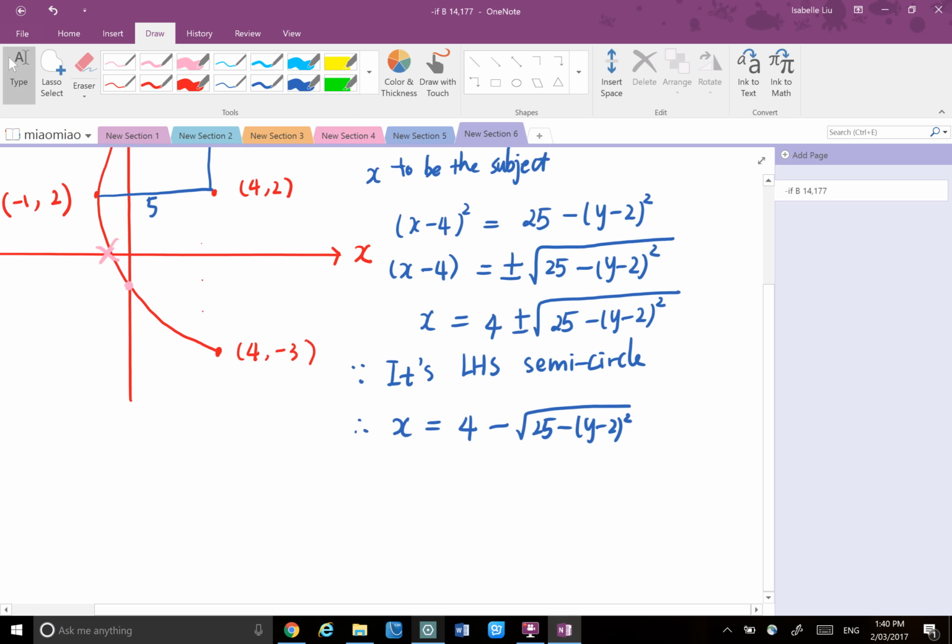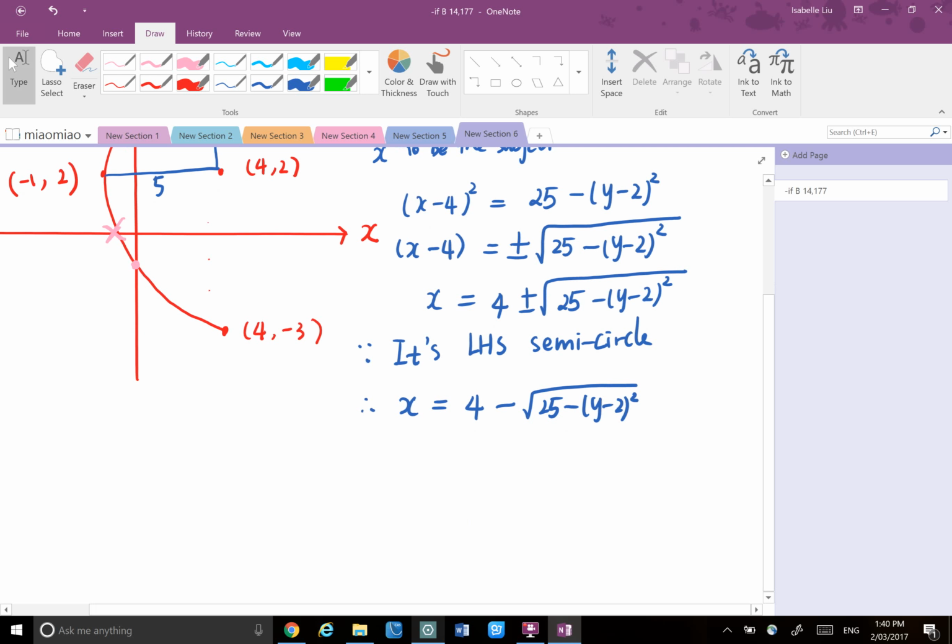So let's say I will still use the full circle equation. Maybe to find the x-intercept, I will make y to be 0. Let's change the color, the green one. So when y equals 0, I will directly substitute in the half circle one. So it's 4 subtract the square root of 25 minus negative 2 squared. So x equals 4.